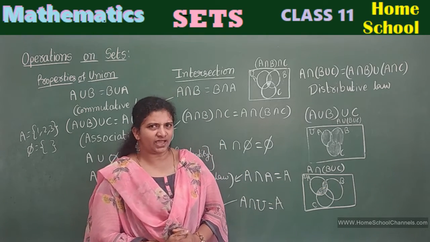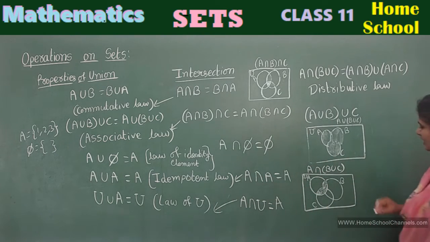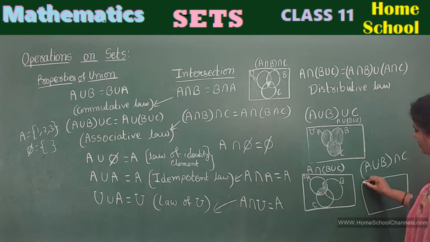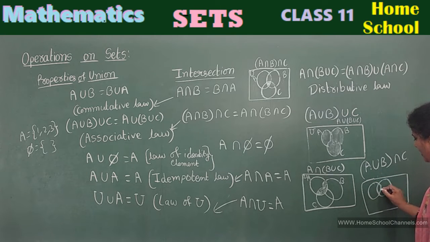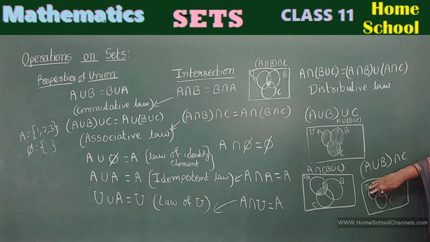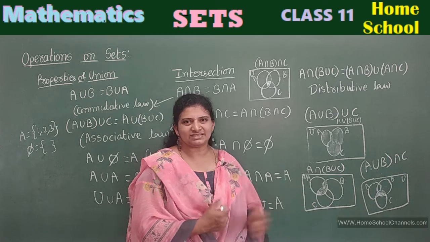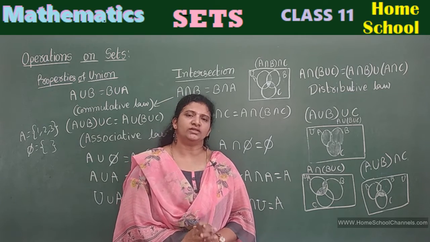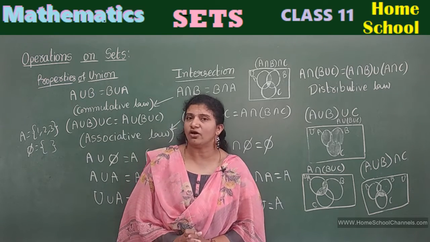So let's try another Venn diagram. Okay, let me go with A union B intersection C. Rectangle, A, B, C, the universal set. A union B means these two circles. Intersection C means, see, only this part we need to shade. Okay, is this clear? Try to understand Venn diagrams. They are very simple.